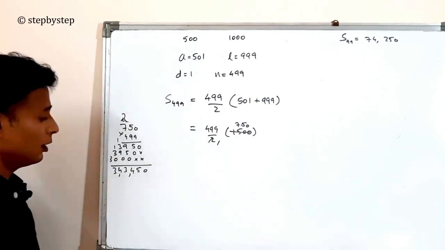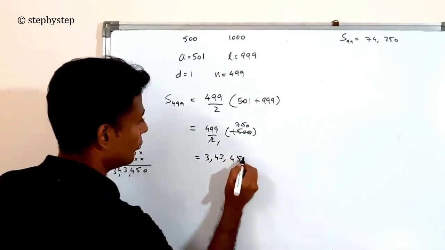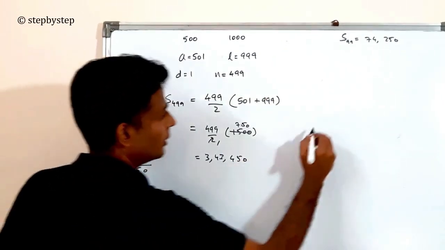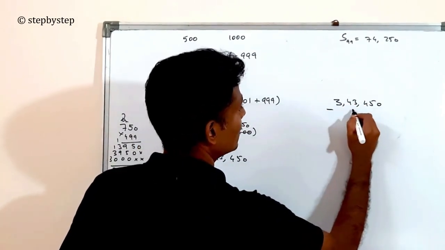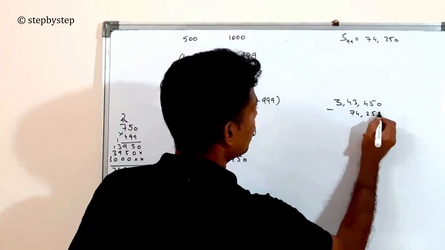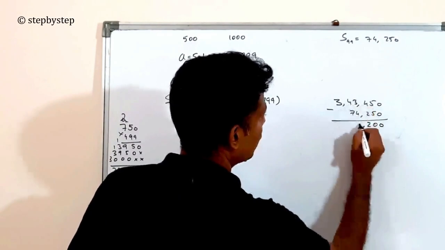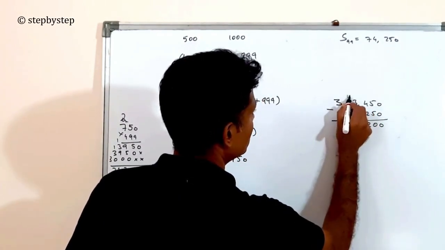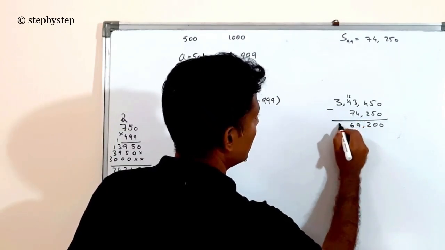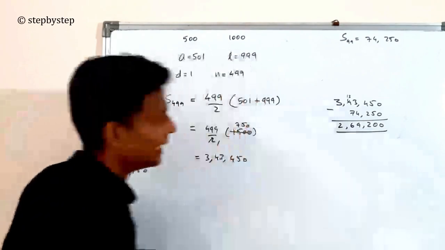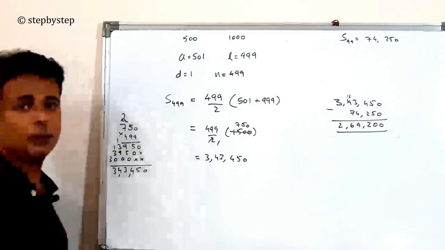So we get 3,43,450. Now we have to subtract that from this. So 3,43,450 minus 74,250. So the answer is 2,69,200. This is the sum of all numbers which are not divisible by 5.